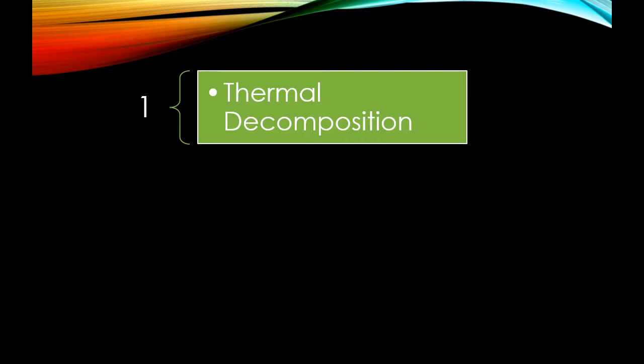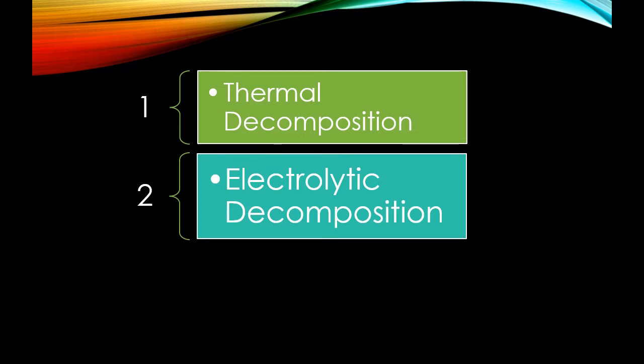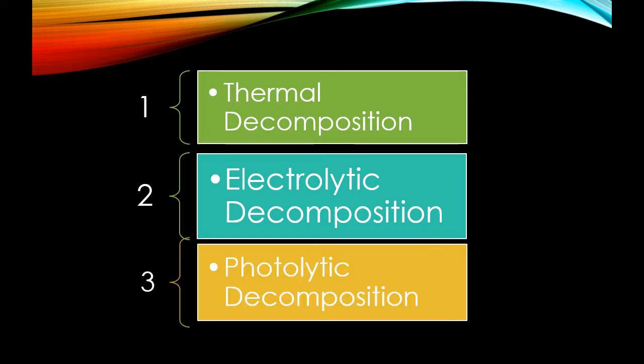The second one is electrolytic decomposition reaction. When the decomposition is carried out by passing electricity, then the chemical reaction is called electrolytic decomposition reaction. The third one is photolytic decomposition reaction. When the decomposition of the chemical compound is carried out in the presence of sunlight, then the reaction is called photolytic decomposition reaction, or the other name for it is photodecomposition reaction.